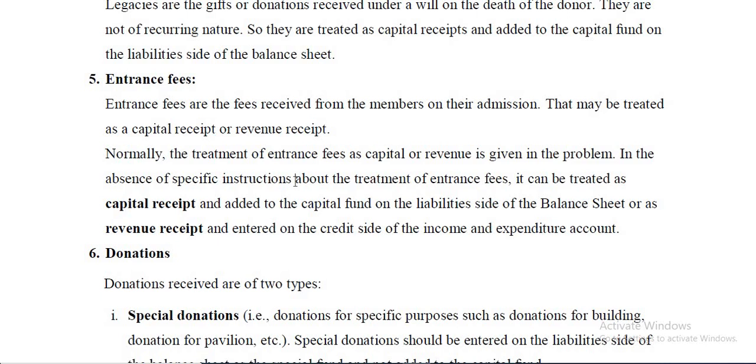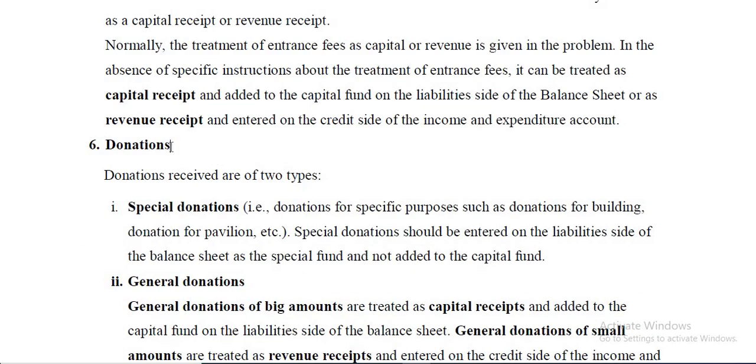Some say that though it is received only once from the members, during the year you may receive the entrance fees from many members. Therefore, it is treated as a revenue receipt. On the other hand, since it is received only once in the lifetime of the members at the time of entry into the non-trading concern, that should be treated as a capital receipt. Whatever it is, you have to write a note in the examination in the absence of instructions as to the treatment of entrance fees. If you treat it as a capital receipt, that will be added to the capital fund. If you treat it as a revenue receipt, that will be entered on the credit side of the income and expenditure account. Okay, next one is donations.